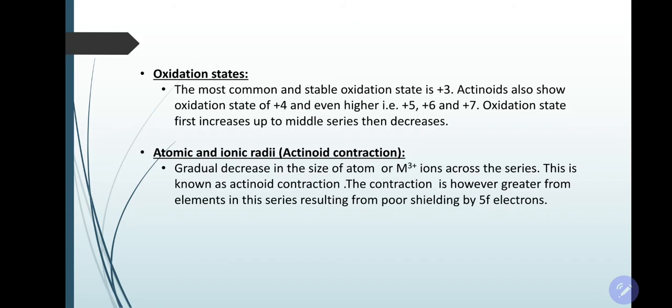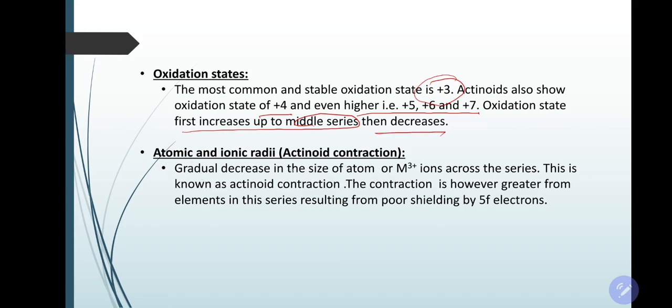Now let us learn about some of the properties of actinoids. Oxidation state: the most stable oxidation state is again +3, okay. It can also show oxidation state of +4 and higher oxidation states of +5, +6 and +7, okay. So the oxidation state basically first increases up to the middle of the series and then it will decrease.